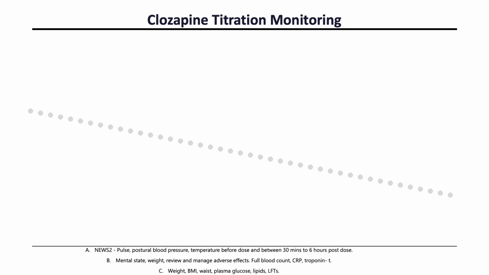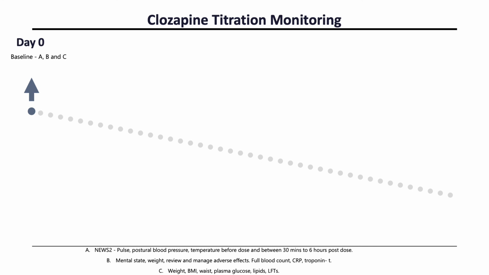Okay, so on this slide, I'm going to run through what clozapine titration monitoring looks like over 14 days in clinical practice. As discussed on the previous slide, on day 0 baseline checks, we have NEWS 2, which includes pulse, postural blood pressure, temperature, and then on B, we have mental state, weight, review, management of adverse effects, full blood count, CRP, troponin T, and at point C, we have weight, BMI, waist, plasma glucose, lipids, and LFTs.